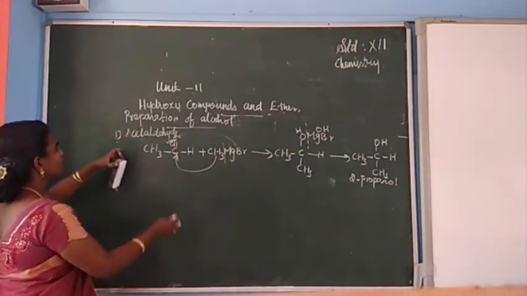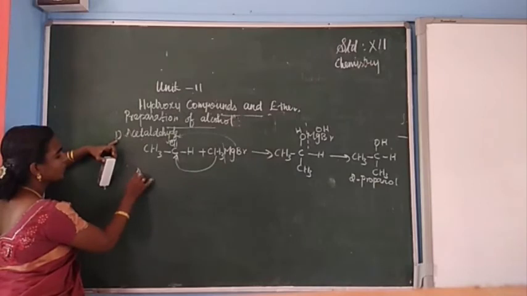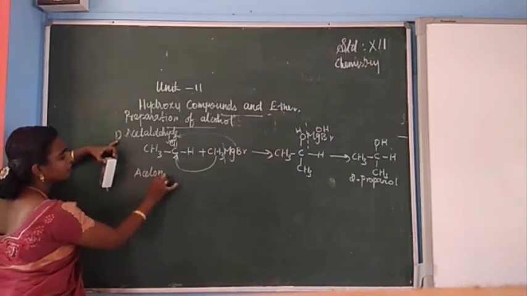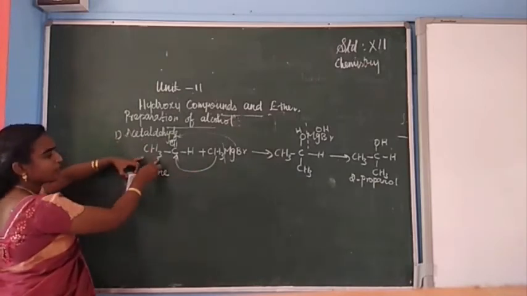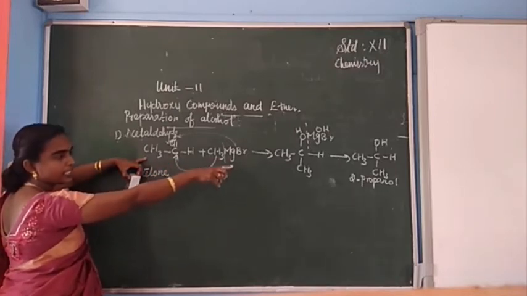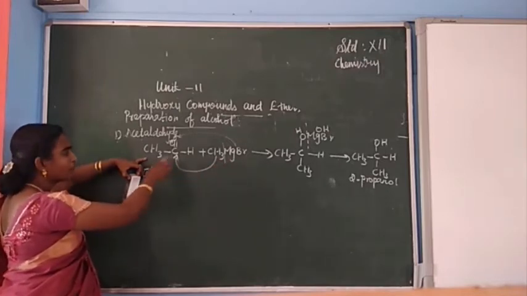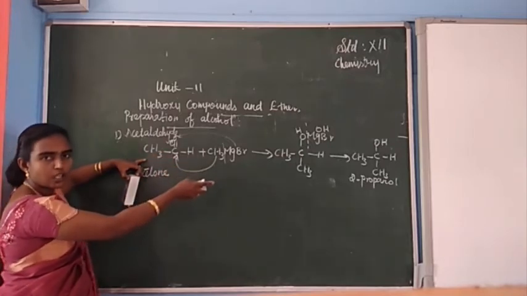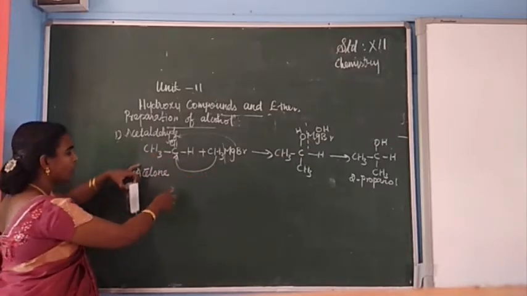Next is acetone. From acetone we can prepare alcohol. So here from acetaldehyde, the alcohol we have prepared is secondary alcohol. From formaldehyde we have prepared the alcohol, that is primary alcohol.